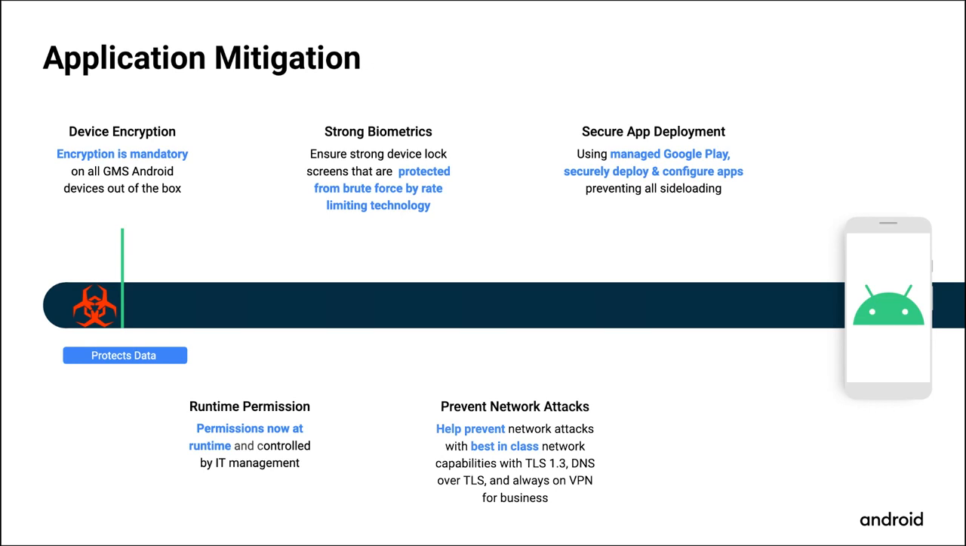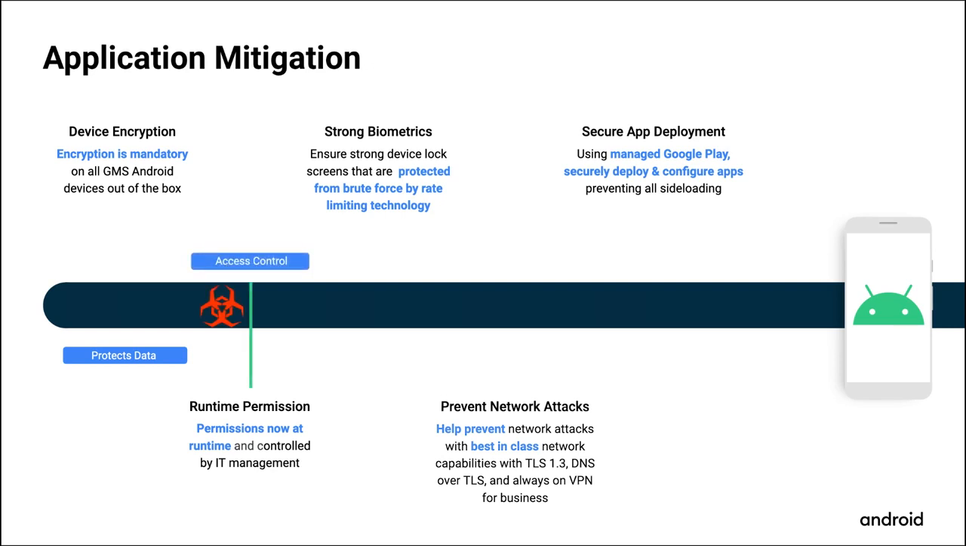All Android devices back to Android Marshmallow or Android 6.0 have been required to be encrypted out of the box. So there's no need to worry about whether your device is encrypted or not, or whether your users' devices are encrypted or not. If they're Marshmallow and above, they are encrypted mandatorily out of the box. And again, the result of that is protecting the data at rest. And we want to prevent unauthorized access or extraction of user data. And that's what the device encryption does.